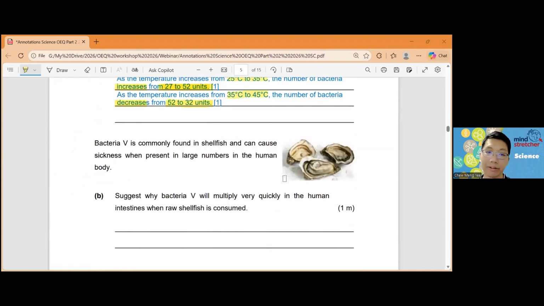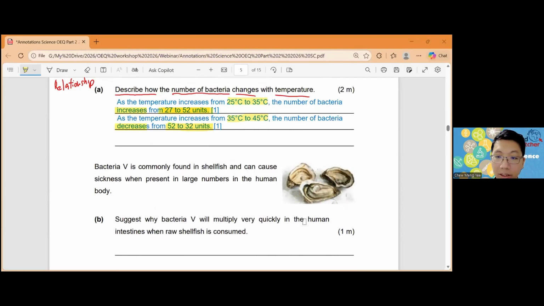Now we have bacteria V that is commonly found in shellfish and can cause sickness when present in large numbers in the human body. Suggest why bacteria V will multiply very quickly in the human intestines when raw shellfish is consumed. How do I answer this question? What is the command word here? The command word is suggest.